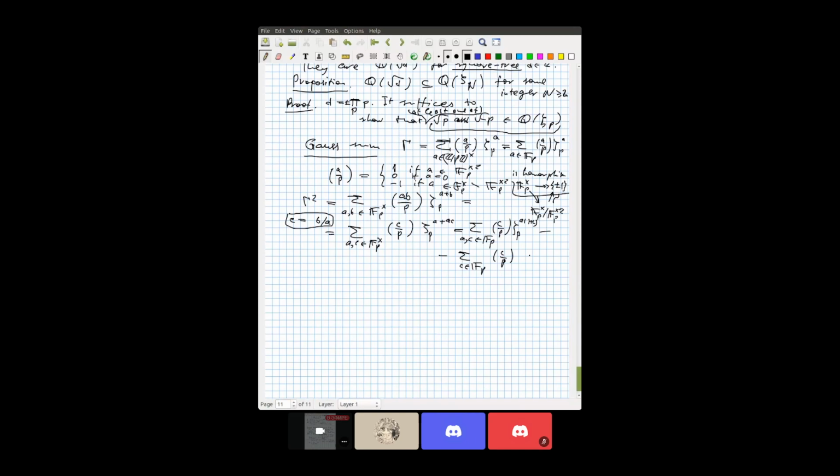Okay, I think it's okay. Is that correct? Yeah, it's AC in F_P minus this sum. You see we sum over all non-zero C, and didn't we say that when A is 0, then we get something non-zero here.